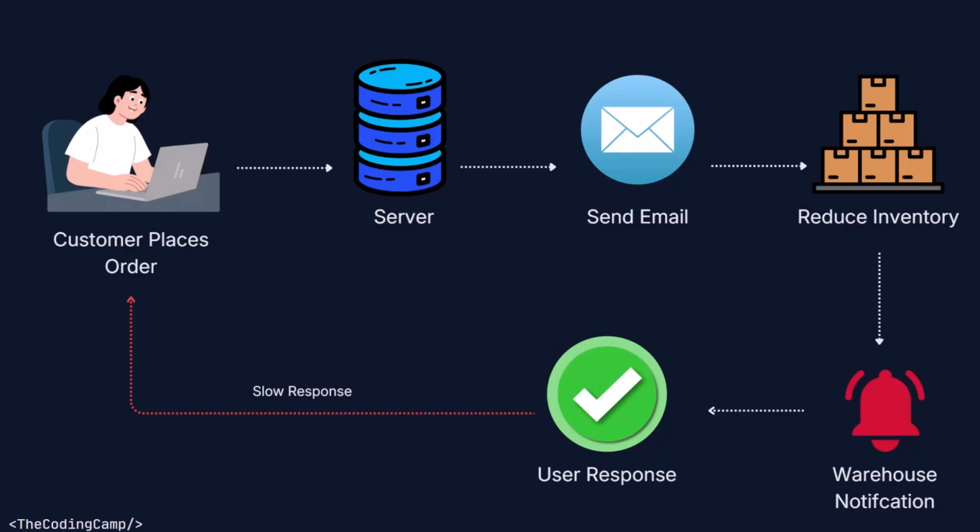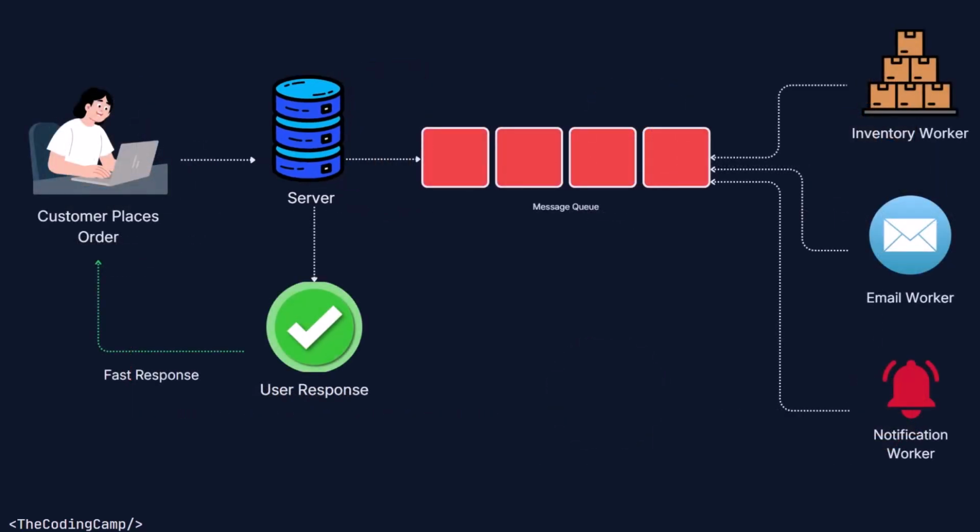Instead, the web server can save the order instantly, push the remaining tasks into a message queue, return a response to the user, and later background workers can process the tasks from the queue. This is faster and more scalable. And that's the main idea of message queues.